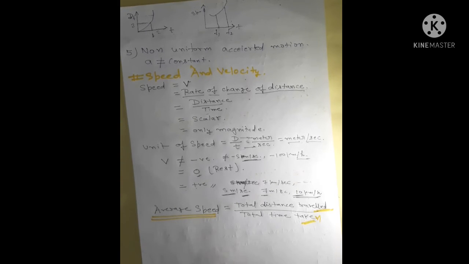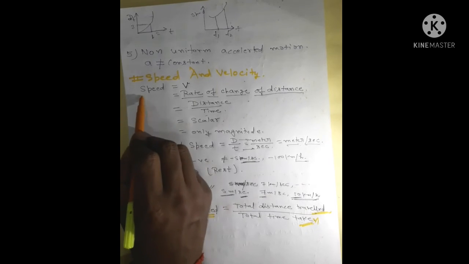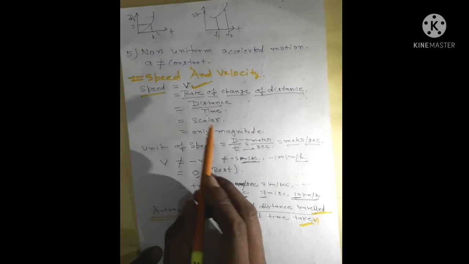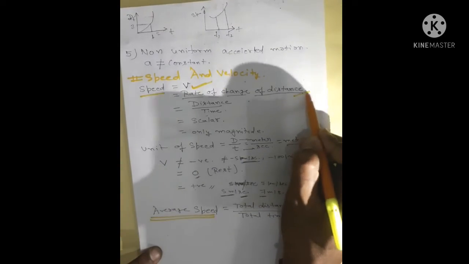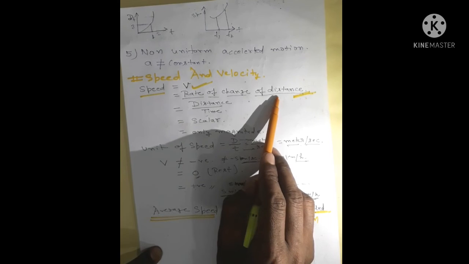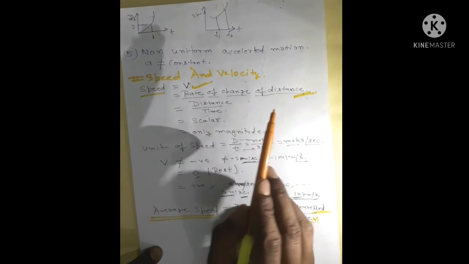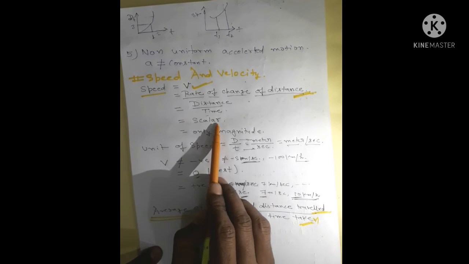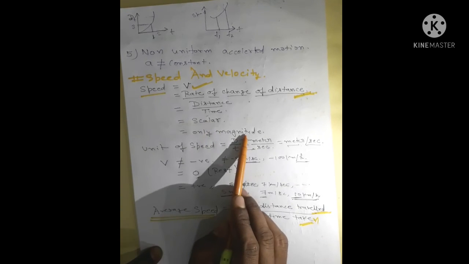Now again I am repeating about speed. Speed is represented by v. What is speed? Rate of change of distance is known as speed. Speed is equal to distance by time. Speed is a scalar quantity, which means only magnitude.